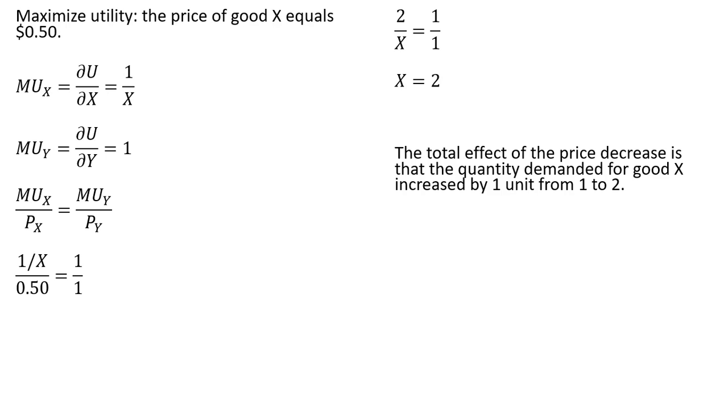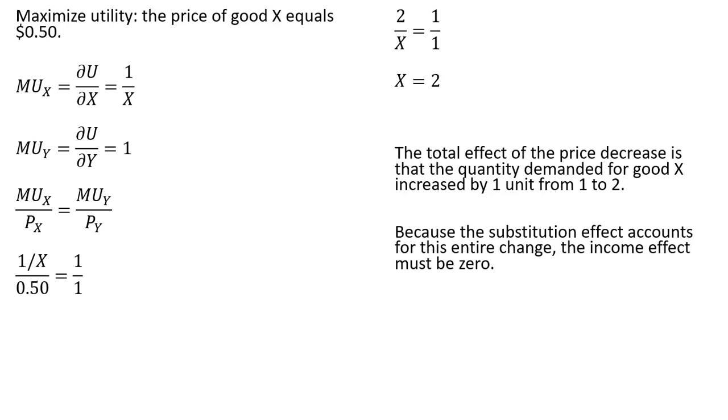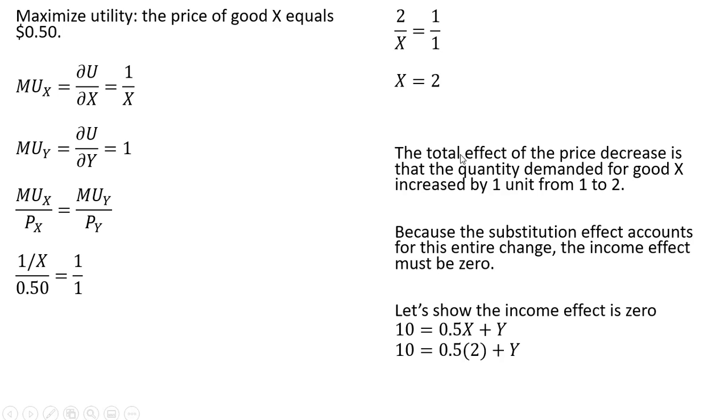Keep in mind the total effect is a combination of the substitution effect and income effect. Well, because the substitution effect accounts for this entire change, that means the income effect must be 0. So there is no income effect here from the price decrease. And let's more formally show that the income effect is 0. So we're going to start with the consumer's budget constraint with the new lower price for good X. And when X equals 2, Y is going to equal 9. And so utility at our new consumption bundle here is 9.69.